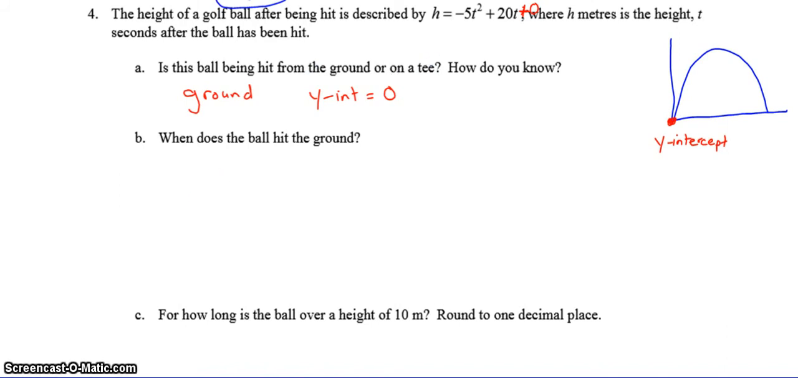The next question is, when does the ball hit the ground? Any question that asks something like when does the ball hit the ground, for how long is the ball in the air, or when does the ball land, that means you are looking for the zeros. So to find the zeros, you can factor or you can use the formula.